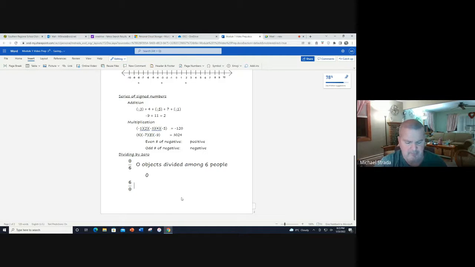Now, when we go the other direction, 6 objects divided into 0 groups. Can't do that. Try to visualize it. It can't be done. As a result, this does not exist. And make sure you follow directions for those problems.